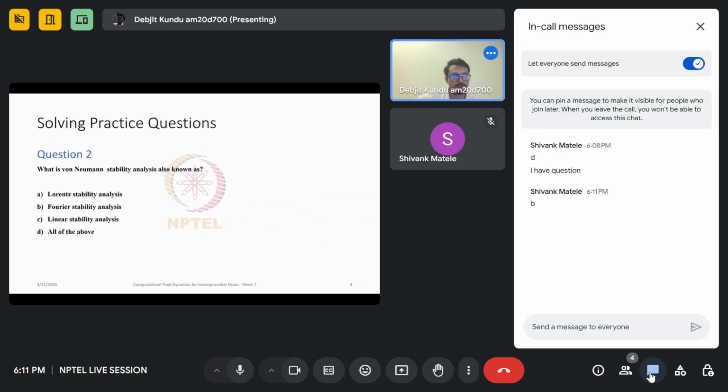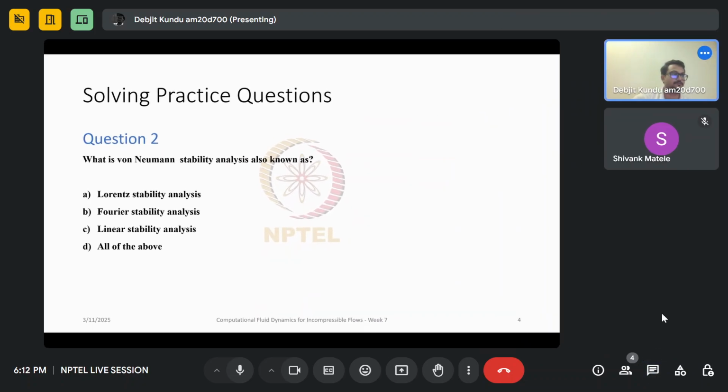Okay, so we have a quick response in favor of option B. Let's take a look at the solution. It is option B. Well done. So, do you know why it is called Fourier stability analysis?